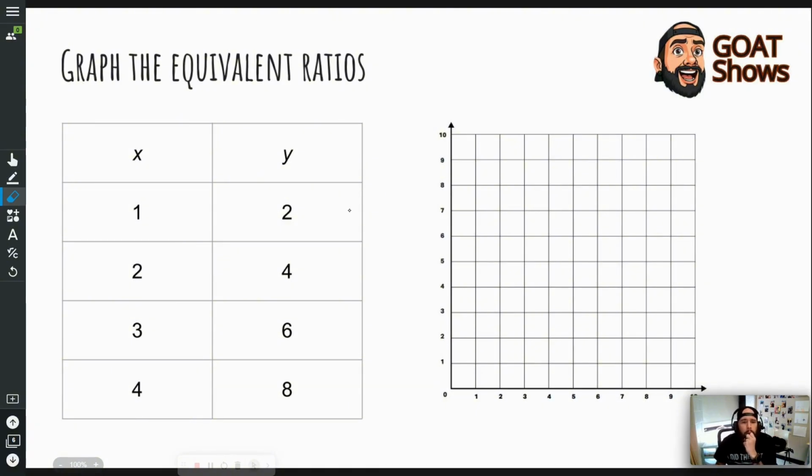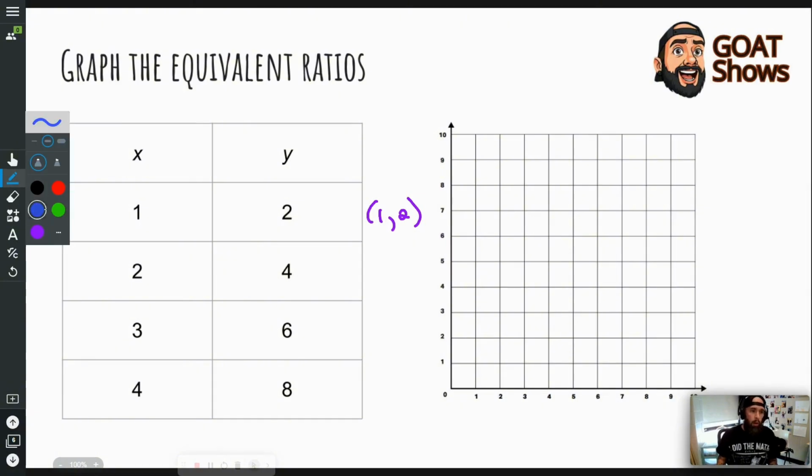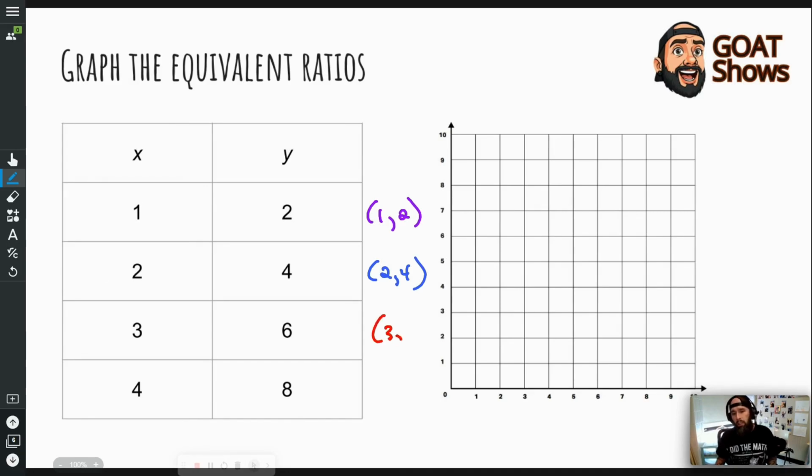Graph the equivalent ratios. Now, you have a table of x values and y values. I'm going to pretend that those are ordered pairs. So, for example, 1 as my x and 2 as my y is going to be the point (1, 2). (2, 4) is going to be the point (2, 4). (3, 6) is going to be the point (3, 6). And (4, 8) is going to be the point, what color didn't I use yet? Green, (4, 8). Now, I'm just going to write that out one time. I'm not going to write it out like that again because I think we're going to get the idea.